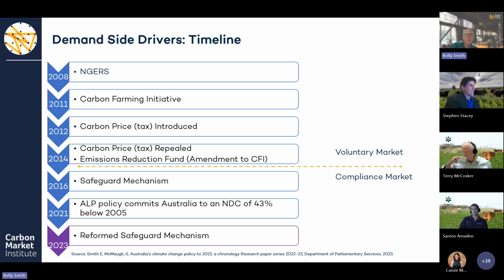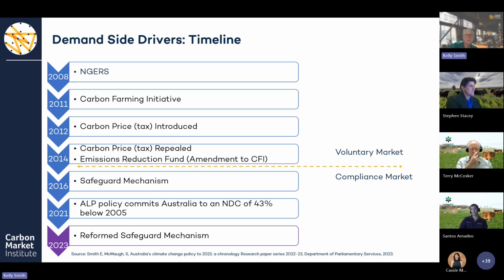The next thing that happened there was the introduction of the Emissions Reduction Fund, which was a funny piece of policy whereby the government would buy ACCUs using a reverse auction with a prescribed pool of money to help create a demand driver.